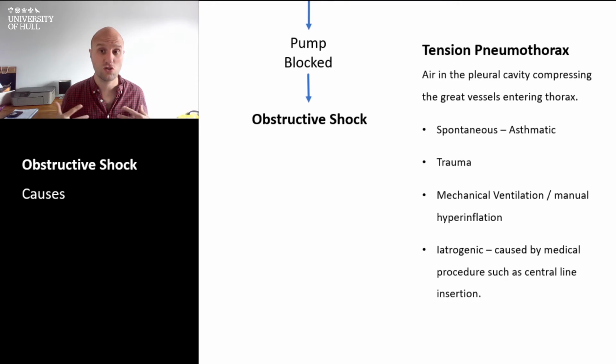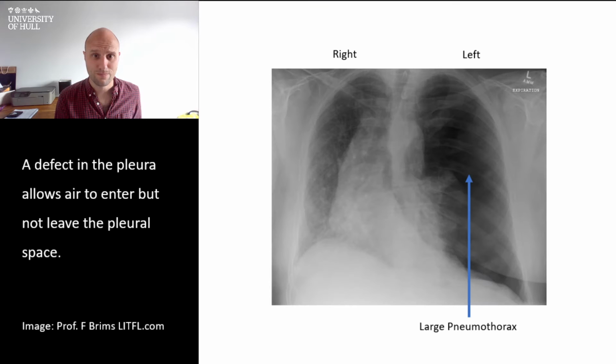It can occur due to trauma. Unfortunately, when we use mechanical ventilation, so ventilators, we can damage the lungs. And also when we're performing procedures around the chest, we can injure the pleura which surround the lung and bring about a tension pneumothorax at that point as well.